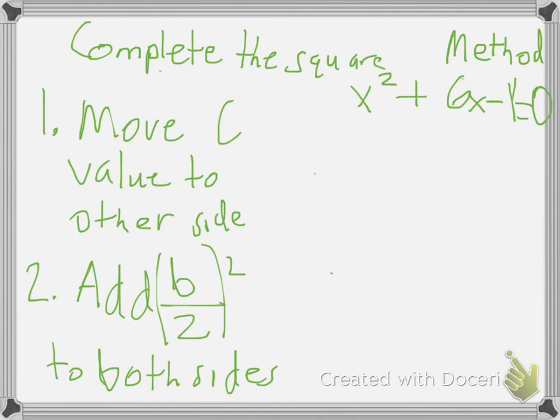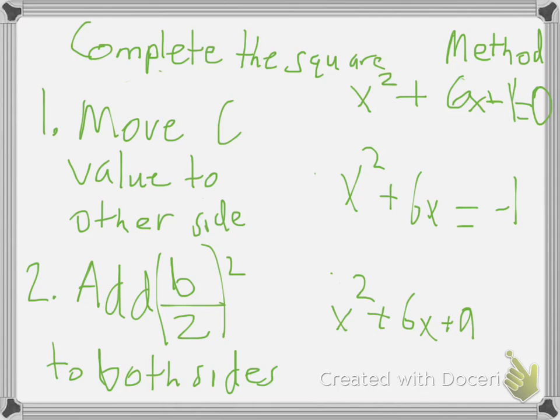The second method we will be looking at is the complete the square method. The first thing you do in the complete the square method is move the c value to the other side. This gives us x squared plus 6x equals negative 1. After this, you have to add b divided by 2 squared to both sides. This means for both sides you get x squared plus 6x plus 9, because 9 is the value of b divided by 2 squared, because 6 divided by 2 is 3, and then you square it, which equals 9. And then you add 9 to the other side, which gets you 8.